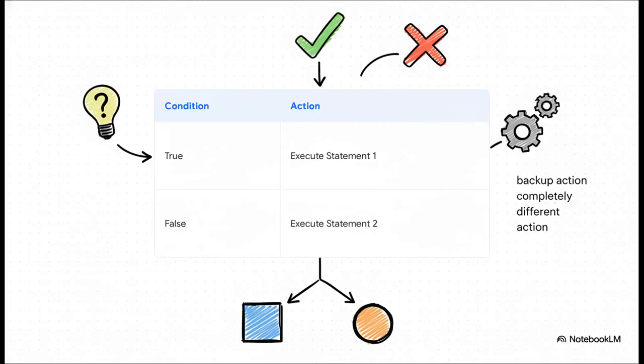But, we gotta ask, what if the condition is false? That is exactly where the else statement steps in, providing a backup action. Sometimes we want one specific action when the condition is true, and a completely different action when the condition is false. Think of it like a fork in the road. The syntax just becomes if condition, execute statement 1, else execute statement 2.